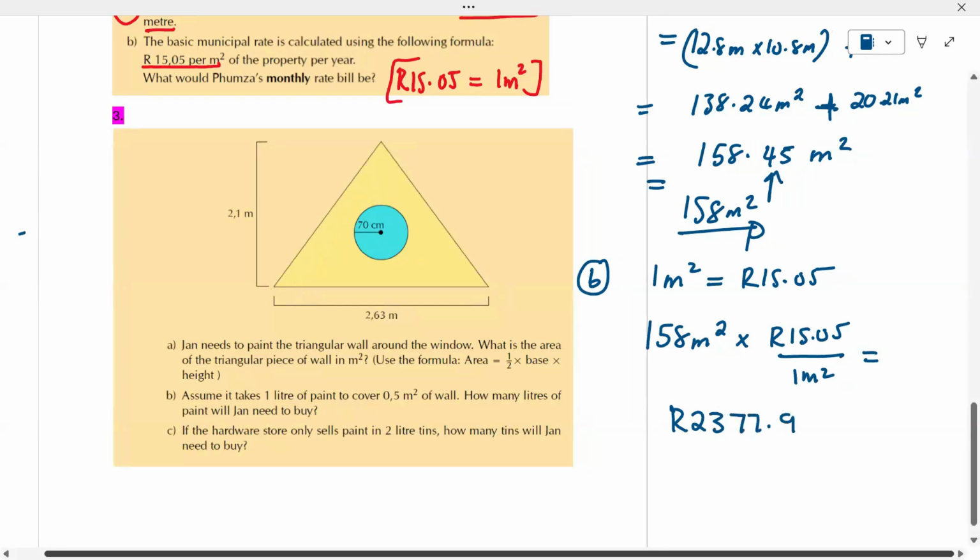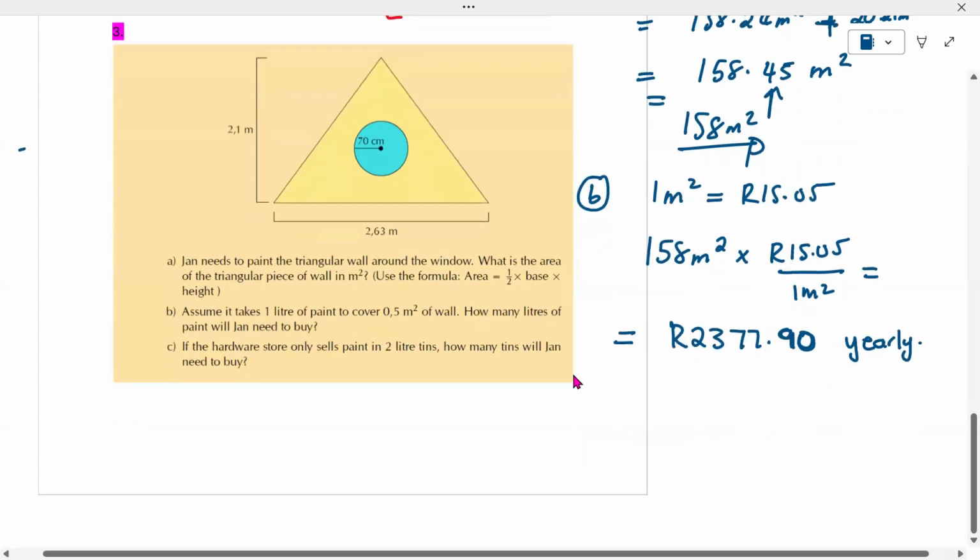2,377.9, is it just 9? Yeah, just 9. If you're dealing with numbers and money and you just see a 9, do you just leave it as 9? Even if it's a 9, because we're dealing with money, just put a 0 there. So what does this amount mean? That's the amount she pays per year. Good. This is the yearly amount. But what are we trying to calculate? The monthly amount.